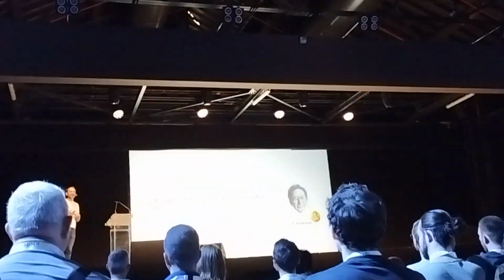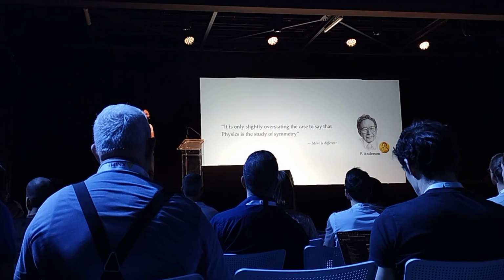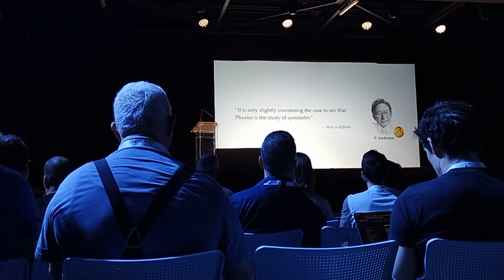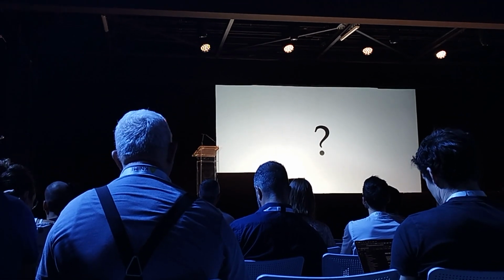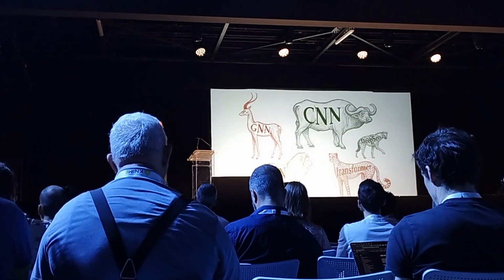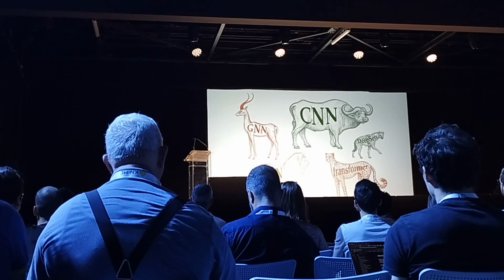And it was formulated very strongly and very laconically by Philip Anderson that it's only slightly overstating to say that physics is the study of symmetry. So you can ask the question, of course, what does it have to do with deep learning on graphs, or deep learning in particular? And the answer is that we have a similar situation to what happened to geometry in the field of deep learning.